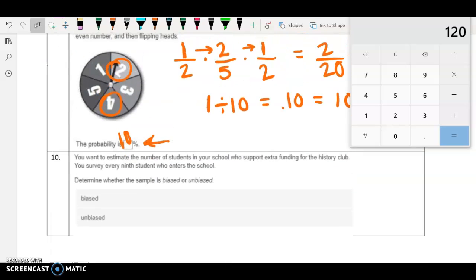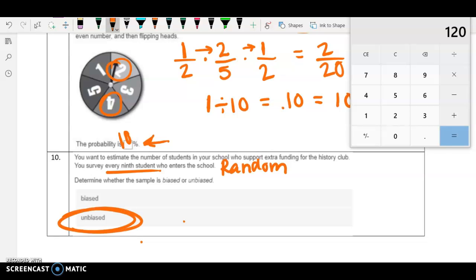All right, so you want to estimate the number of students in your school who support extra funding for History Club. You survey every 9th student who enters the school. Since you're surveying every 9th student, that's random. You're not only asking people in History Club or in a history class, so this is unbiased.